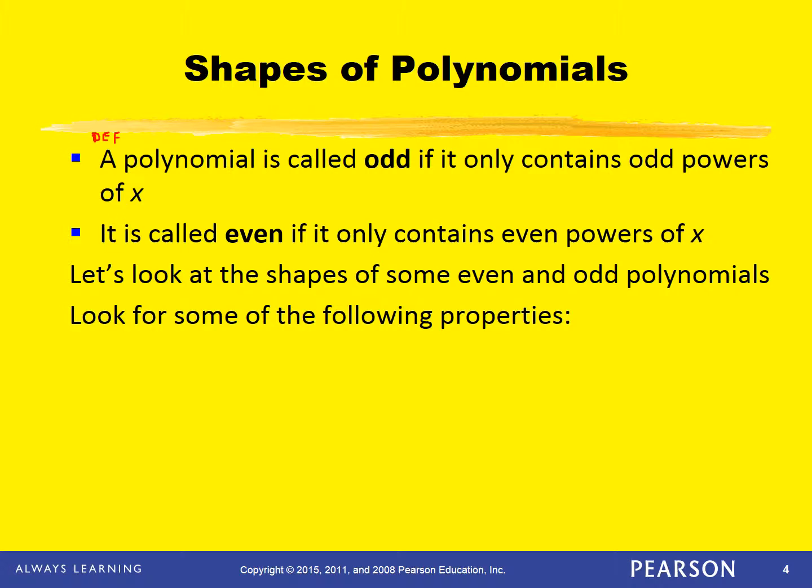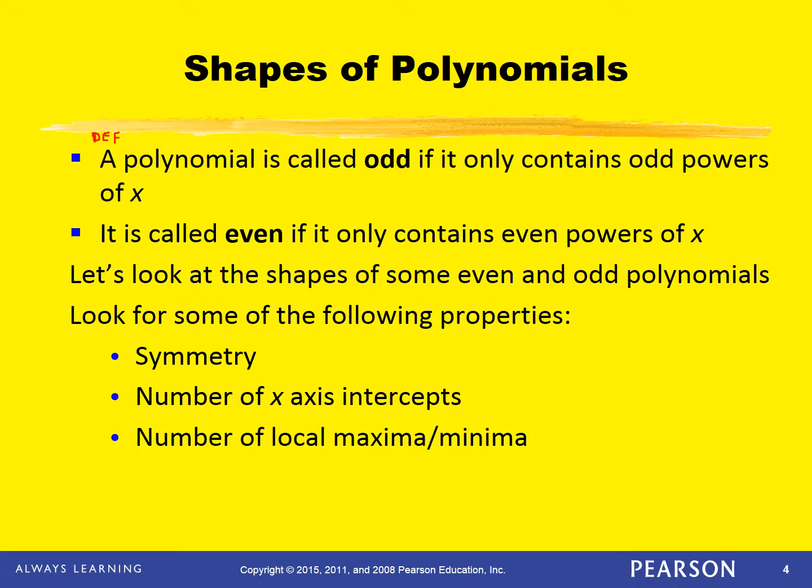Look for some of the following properties: symmetry, number of x-intercepts, number of local maxima/minima, that is, peaks and valleys, and what happens as x goes to infinity or negative infinity, as x goes infinitely to the right or as x goes infinitely to the left.